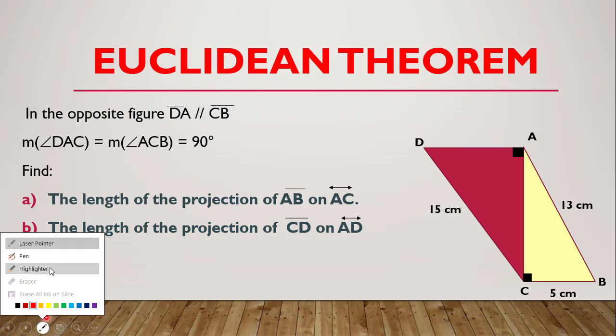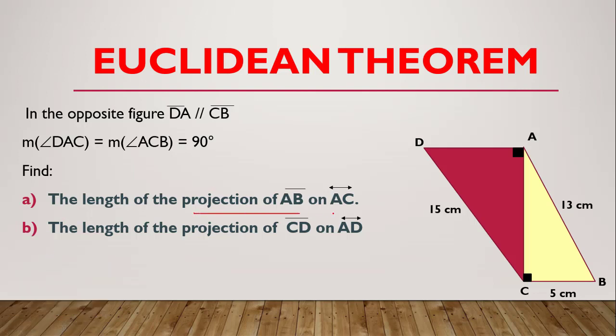I want to get at first the length of the projection of AB on AC. A belongs to AC, so the projection of A is A. Then B on AC, let's see here, this is B and this is AC. I'll draw a perpendicular from B to AC, so it will intersect AC at point C. So the projection of AB on AC is AC. So the first one, I want to get the length of AC.